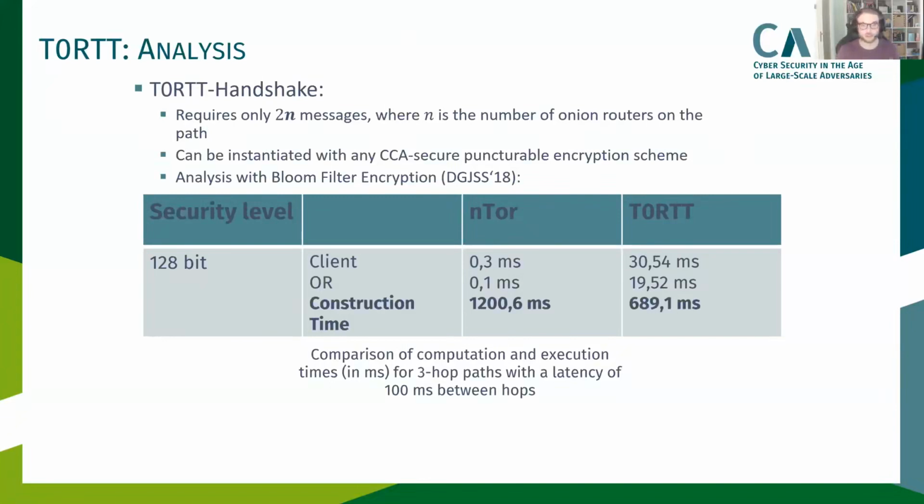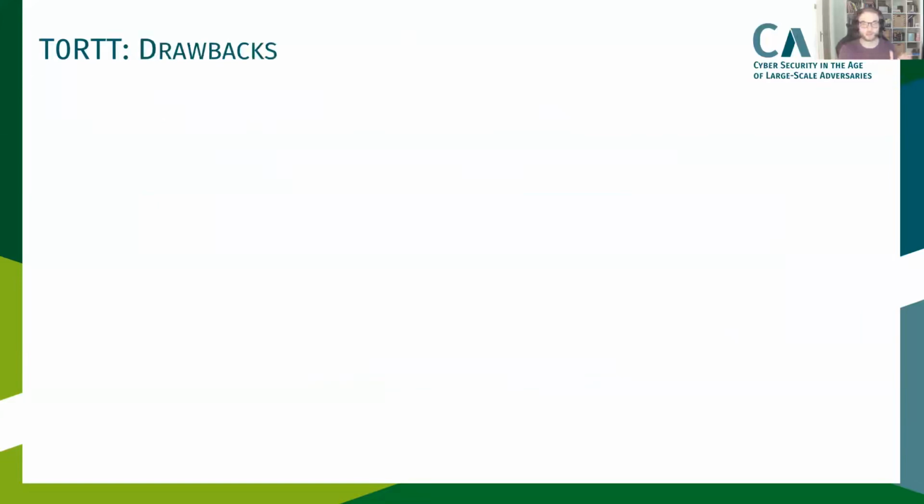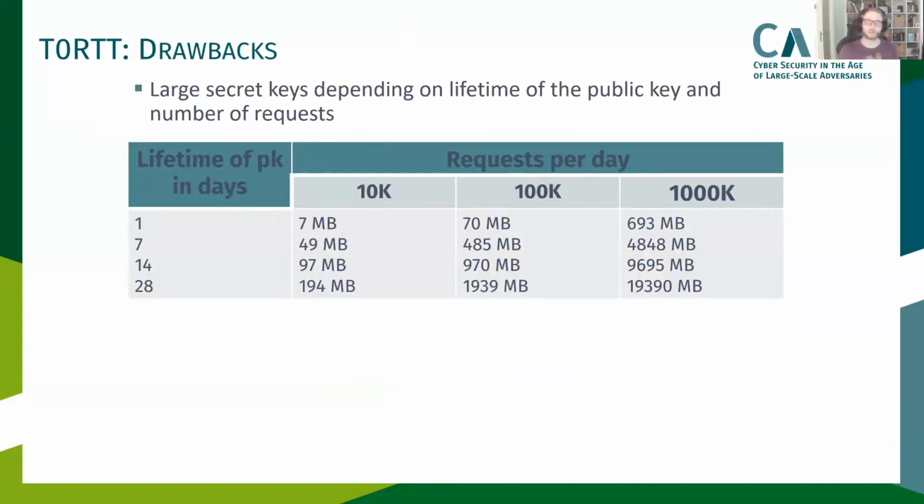But our approach also has a few drawbacks, and we think all these drawbacks are manageable. First of all, current puncturable encryption schemes suffer from large secret keys. This is due to the puncturing property and is unavoidable. So for a lifetime of 28 days for a public key and 1 million requests per day for the onion router, the onion router has to store a secret key of 20 gigabytes in size. So onion routers need bigger storage.